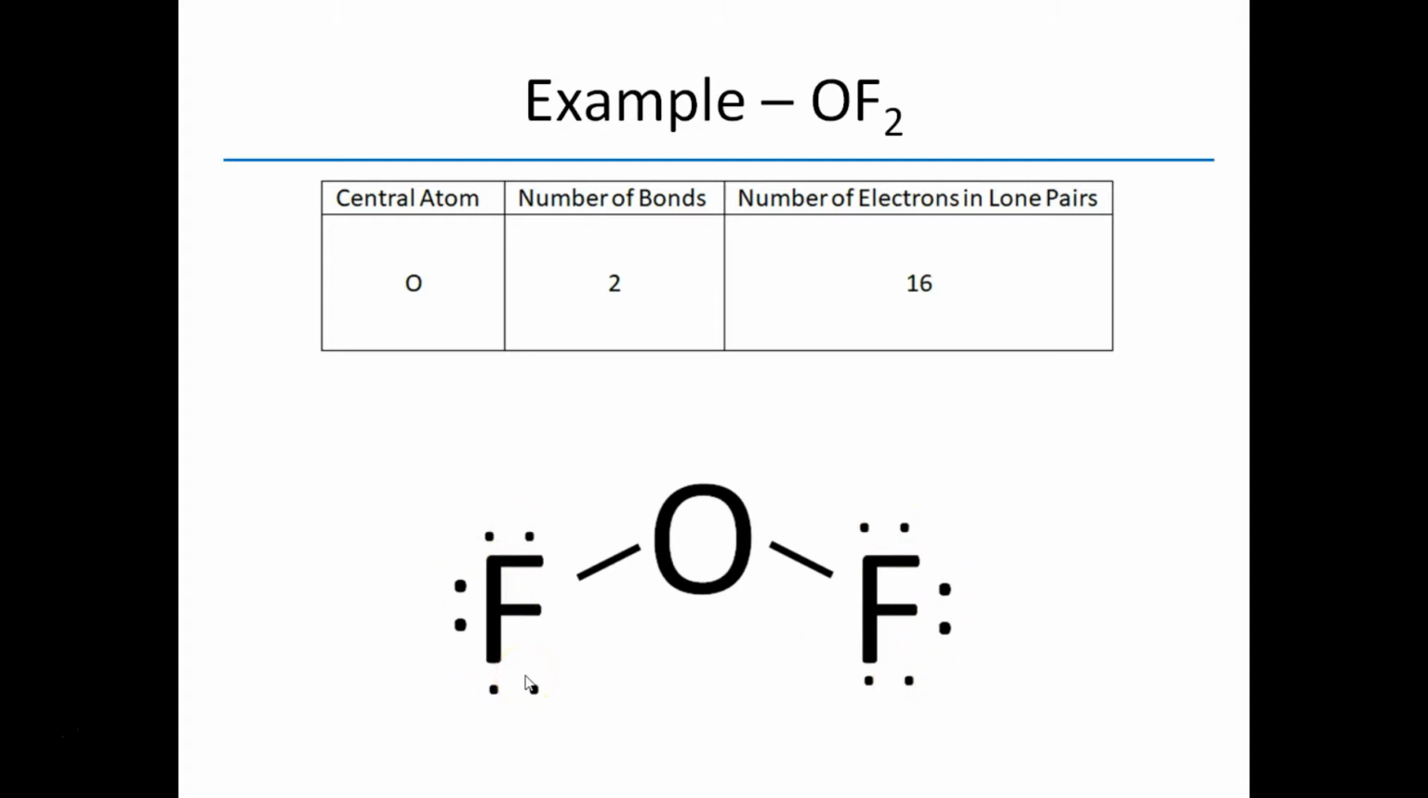So that means now I've used up 2, 4, 6, 8, 10, 12 of my 16 lone pair electrons. So I still have 4 electrons that go in lone pairs to place. My central atom is lacking an octet, so therefore it would go in the central atom. So this would be my Lewis structure for OF2, or oxygen difluoride.